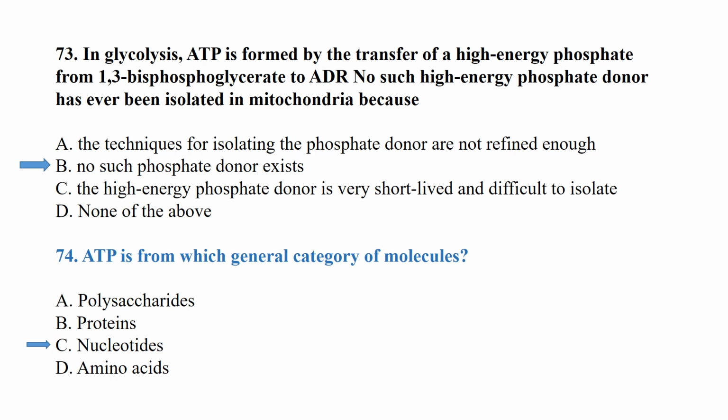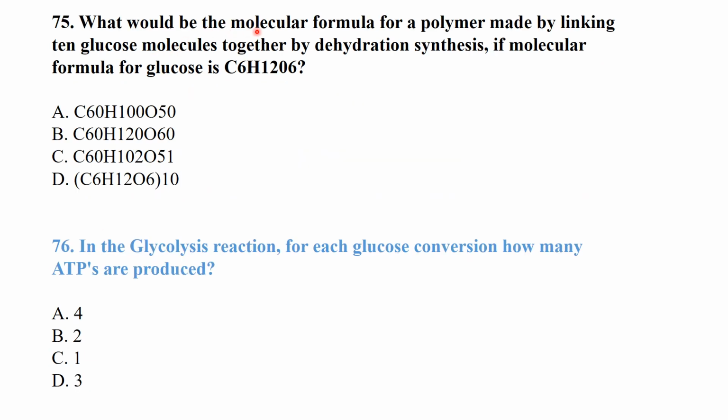Adenosine triphosphate. What would be the molecular formula for a polymer made by linking 10 glucose molecules together by dehydration synthesis? If molecular formula for glucose is C6H12O6, तो इसमें आएगा आंसर नंबर C60 आएगा और H102 आएगा और O51 आएगा, क्योंकि जो डिहाइड्रेशन सेंसेस से वाटर मॉलिक्यूल रिलीज होते रहेंगे और नंबर ऑफ जो हाइड्रोजन और ऑक्सीजन है वो कम होंगे.